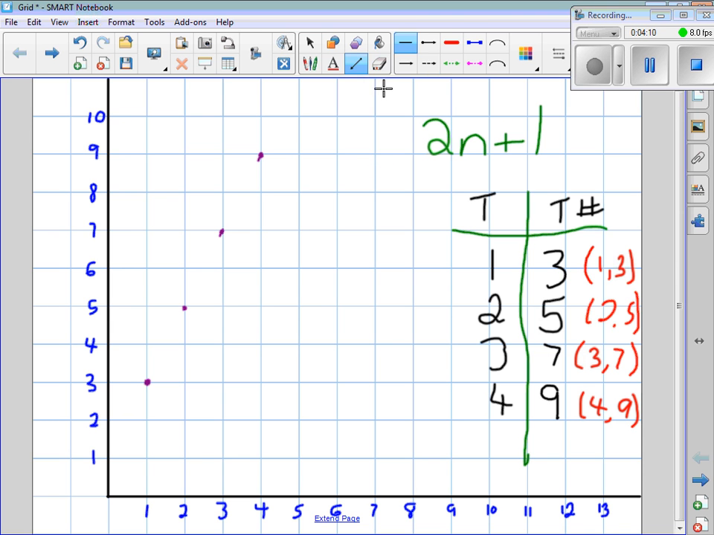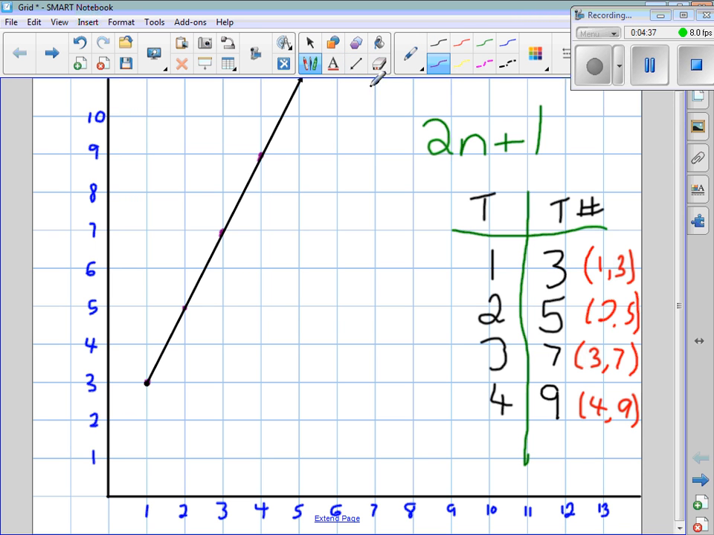So let's connect our line first, and we'll see if we can predict any future terms. Start right here, and we work our way up. And what do you know? We have a straight line. Fantastic. Now, if I was to keep going and I wanted to find term 5 without actually calculating it on a t-chart, I could do that. I can go to term 5, and it looks like it would be an answer of 11.